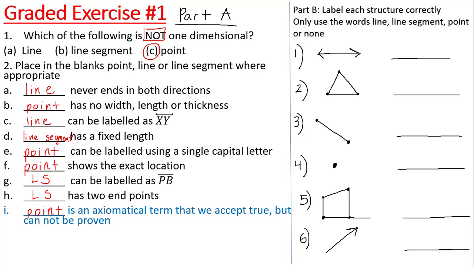Very good. Okay, so let's go with part A. Anyone get one wrong? What was that one wrong? I got the last one wrong. What would y'all put for the last one if not a point? I put line. No, remember we said that we have to accept it.